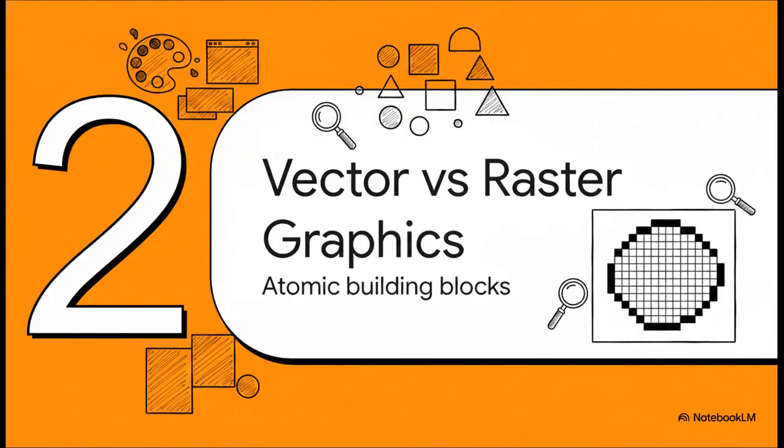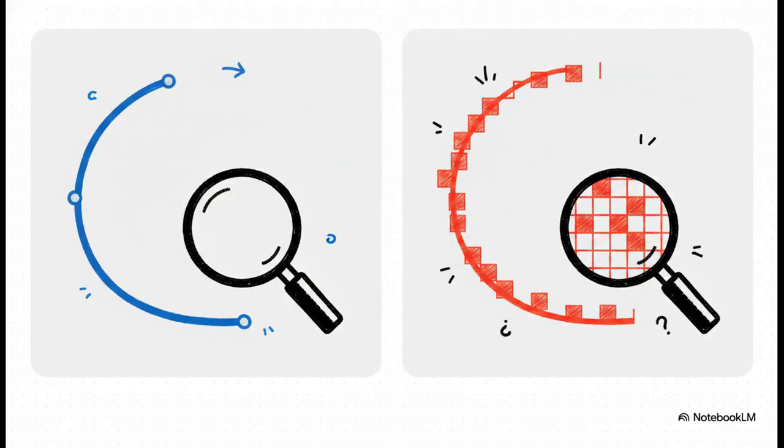Moving right along to Section 2, Vector versus Raster Graphics. These are the atomic building blocks of the digital design world. You really have to understand these before making any artistic choices. On one side, we have vector graphics. These are actually created using mathematical formulas. Imagine a mathematical rubber band. You can stretch it to the size of a massive billboard or shrink it down to a tiny postage stamp, and it will literally never lose its pristine quality.